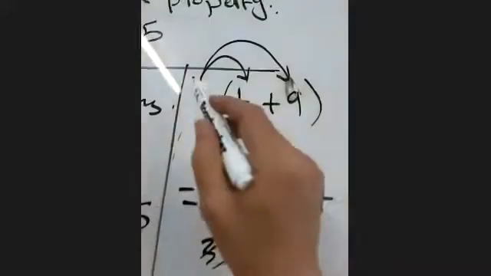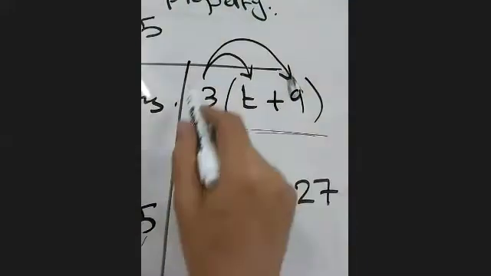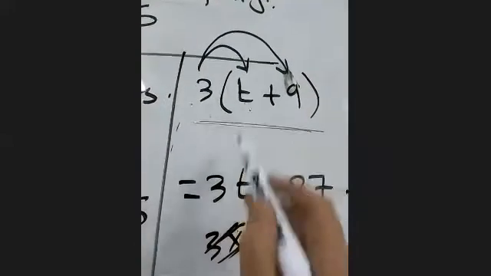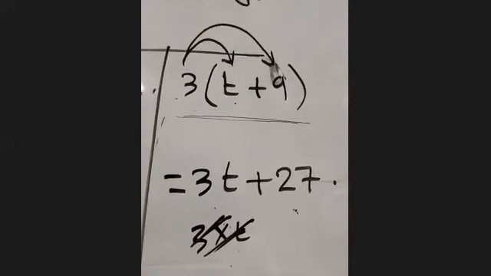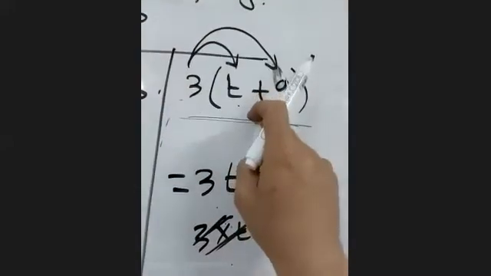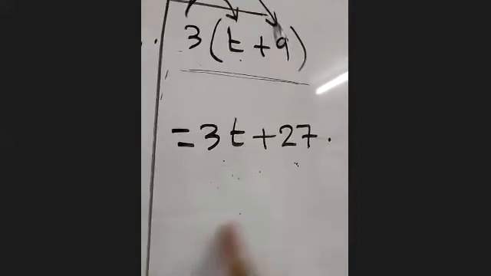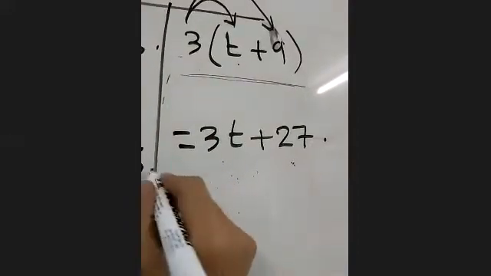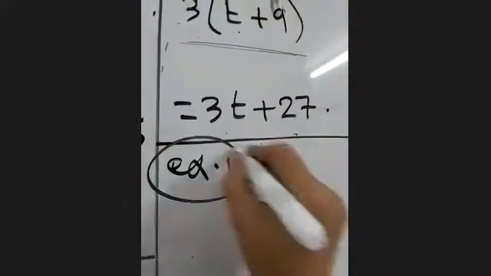Yes. This we call distributive, okay? Okay. 3 multiply t, 3t. 3 multiply 9, how much? 27. And the addition comes down, okay? Okay. But go to example 1, guys. Let's go to example 1 together with Ahmed Bardawil.